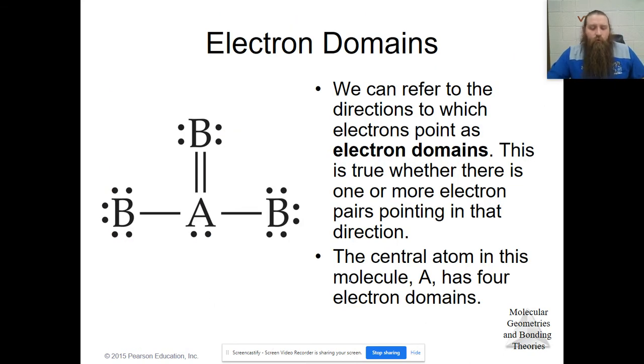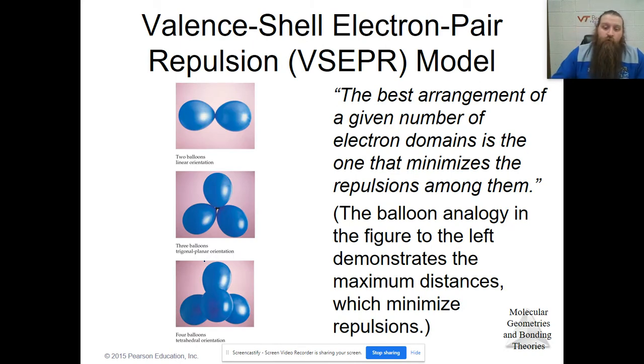Now, just some new terminology for you compared to last year. When we talk about where electrons point, we call those electron domains, all right? In this case, we have 1, 2, 3, 4 electron domains. These are the directions that the electrons are pointing. And when we're talking about valence shell repulsion, we're looking at VSEPR. We want to find the arrangement where some number of electron domains are as far away from each other as possible. That is, we want to minimize the repulsions among them. That's what this means. Get them as far away as we can.